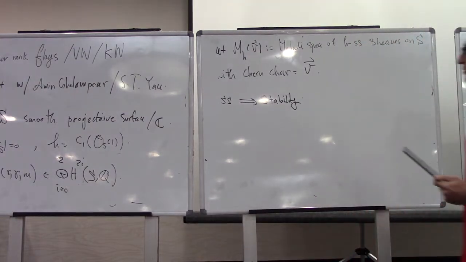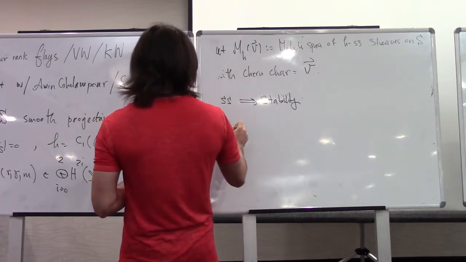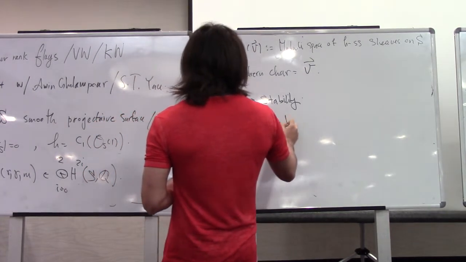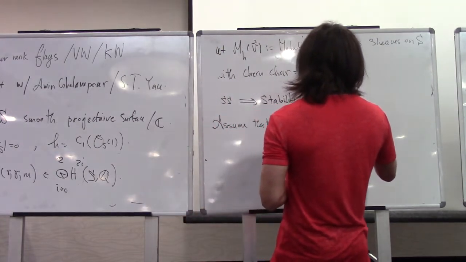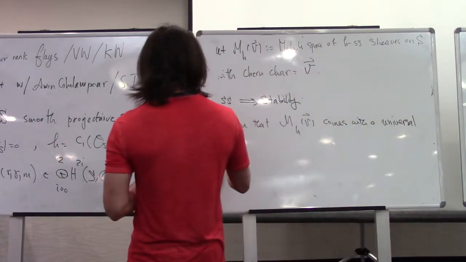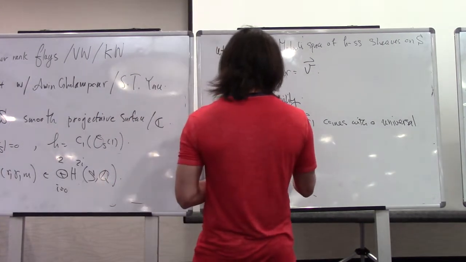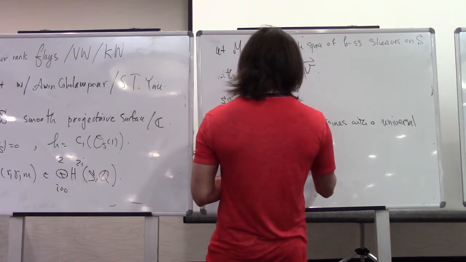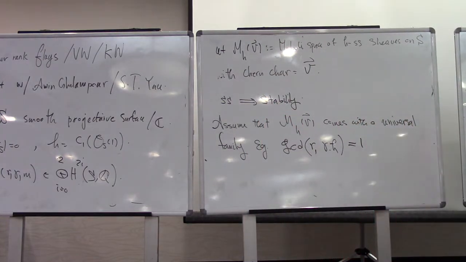We can also make a further assumption that this moduli space comes with a universal family. So let us assume that M_H(v) comes with a universal family. For example, if I have the condition that the greatest common divisor of r and gamma times the hyperplane class is equal to 1, then that's the condition which is enough for our moduli space to have a universal family.